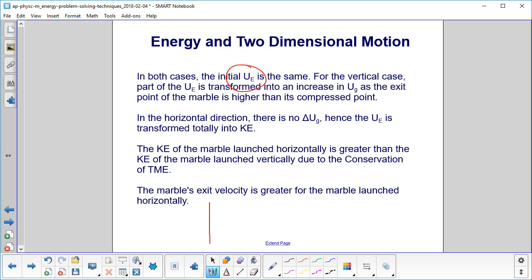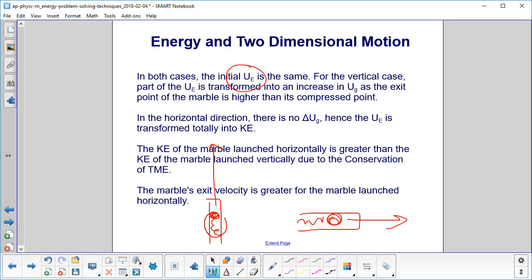All right, so we're just going to go ahead and draw the marble launcher there, compressed like that, and then it goes up, and here's the spring. And for the horizontal, same thing, and then it goes that way.